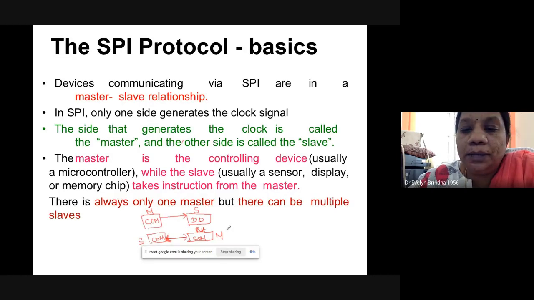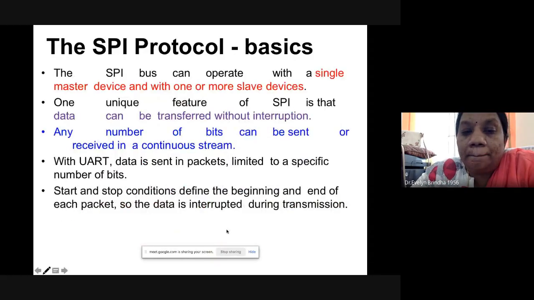SPI should have how many masters? Can it have any number of masters? No, there should be only one master. What about the number of slaves? Is there a limitation that there should be only one slave? Any number of slaves.